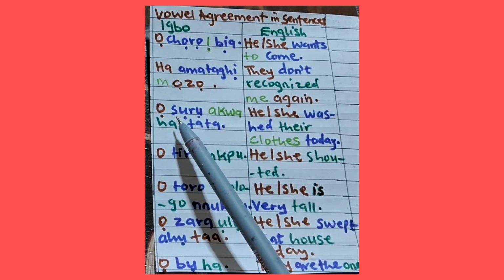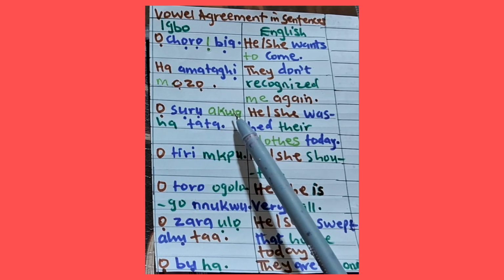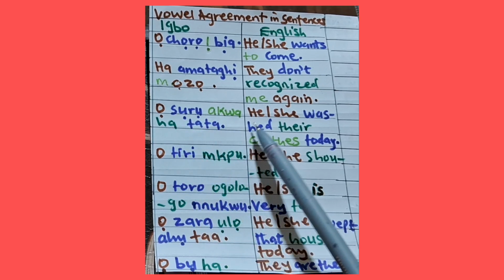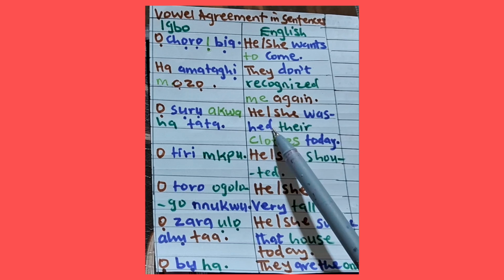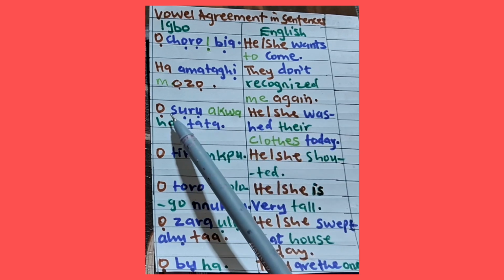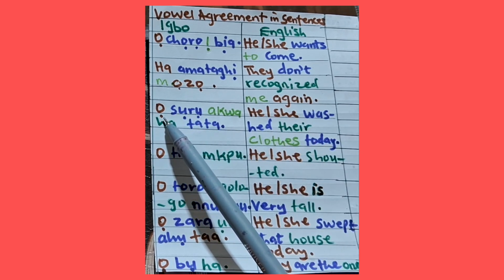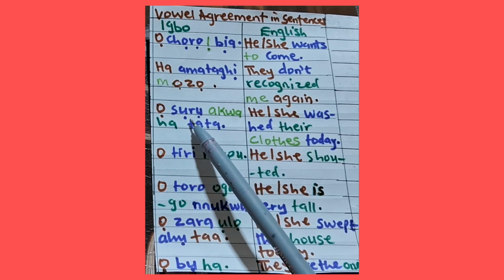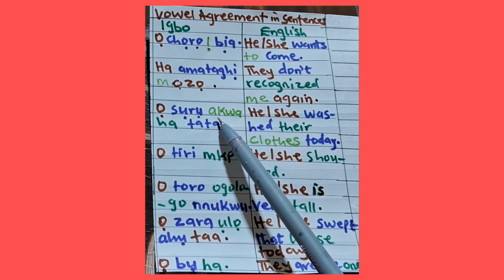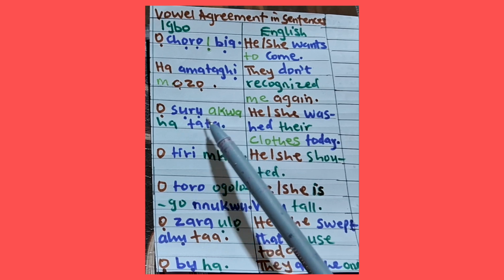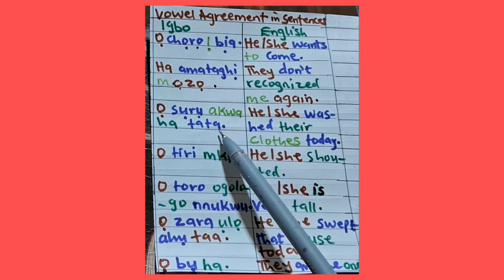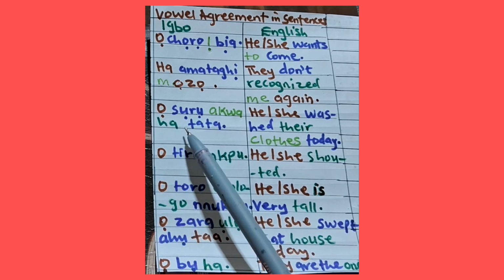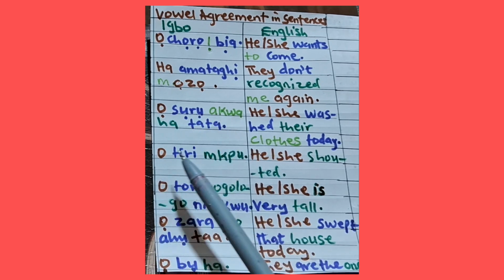Let's see another example. Ọ sụrụ akwa ha taa. Ọ sụrụ akwa ha taa, meaning he or she washed their clothes today. You can find out that all these vowels are light vowels. You can see ọ, dot under, ụ, dot under, a, also a light vowel. You can see it, a. You can see ọ, ọ. They are all light vowels.